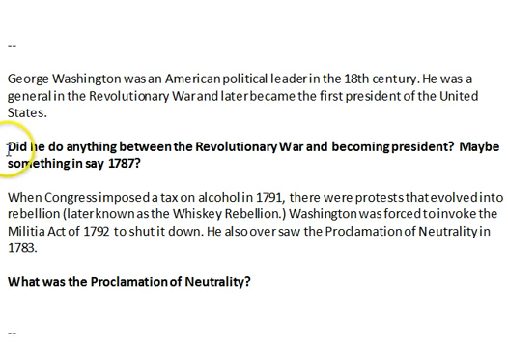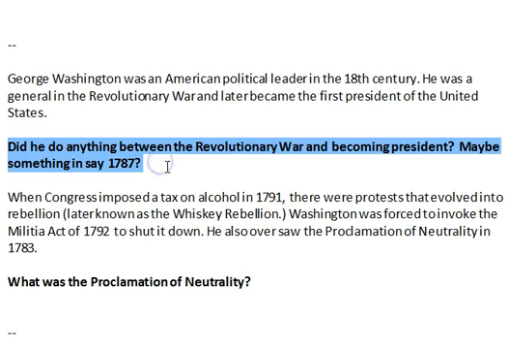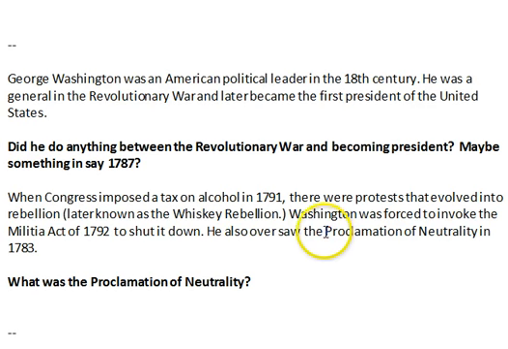Problem with this is it jumps right to him putting down the Whiskey Rebellion. It doesn't talk about him at the Constitutional Convention or being elected unanimously president. And then the problem here is it just mentions the Proclamation of Neutrality, but it doesn't define what it was or talk about any of the controversy surrounding it. So this would not be a strong ID, although it does raise a few good points.